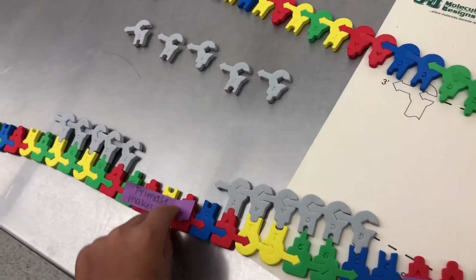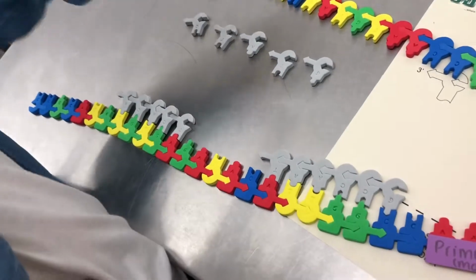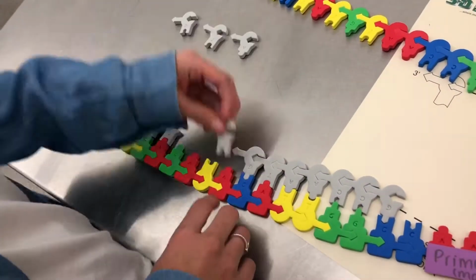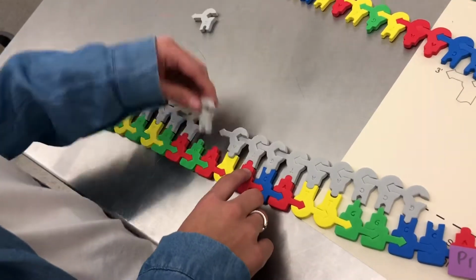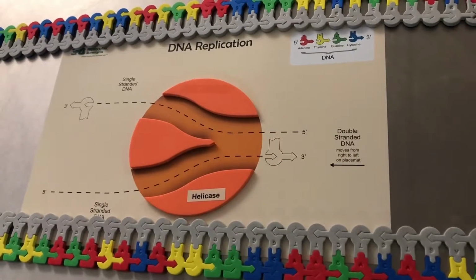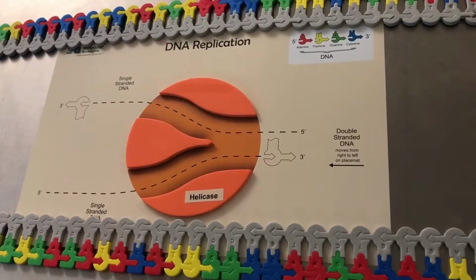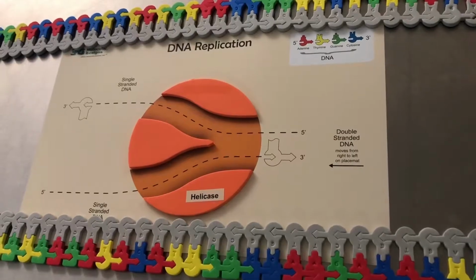To make a continuous strand, exonuclease will remove primers and DNA ligase will fill in the gaps. The end product of replication is two identical copies of DNA. Each one contains a template strand, colored, and a new strand, gray. This is called the semi-conservative model.